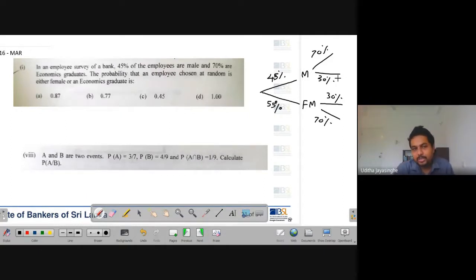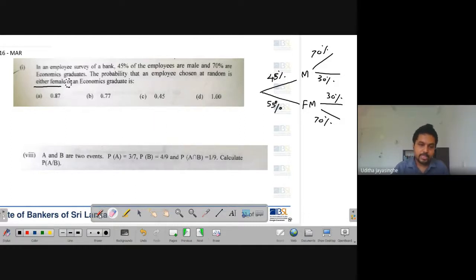Either female or economic graduate is going to be my question in focus. Okay. Now, the employee random, either female or... now this is the interesting part. If I am going to choose an employee for this computation as an AND, what do you mean by AND? Now I have some set like this, and is going to be the combination. No, that's not what is being asked.